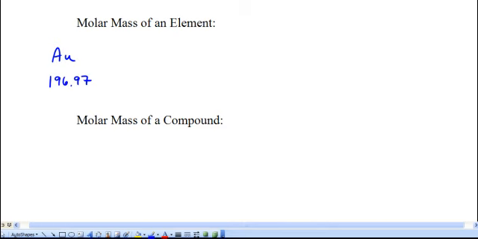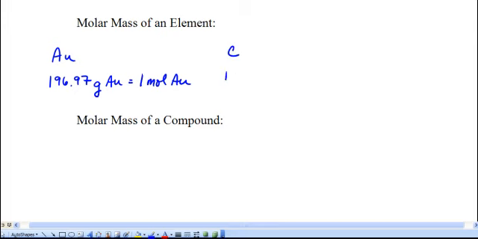Now, what does that mean? Well, that means that it could be the average mass in AMUs. That's something that we talked about back in Chapter 4. However, for our purposes right now, what it also tells you is the mass in grams of 1 mole of that substance. So 1 mole of gold is going to have a mass of 196.97 grams.